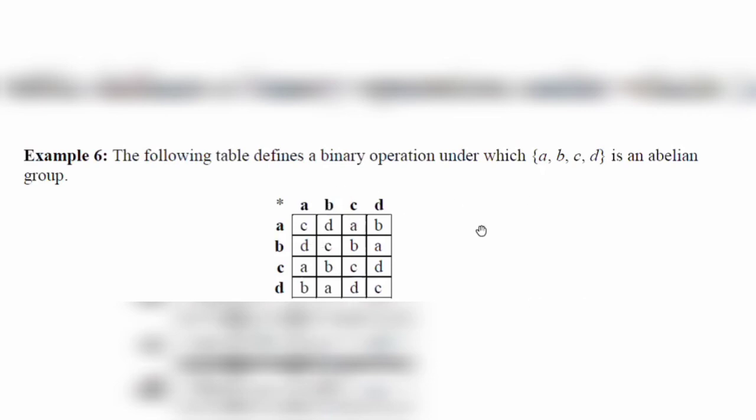The identity: if I check my identity, if I operate A with A, I'll get C, B with B, I'll get C. If I operate C with C, I'll get C, and D with D gives C. So its identity element is C. If I check along the diagonal, C appears. So the inverse law holds for this.